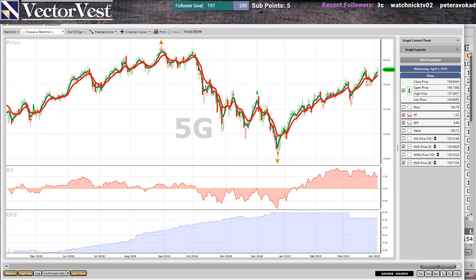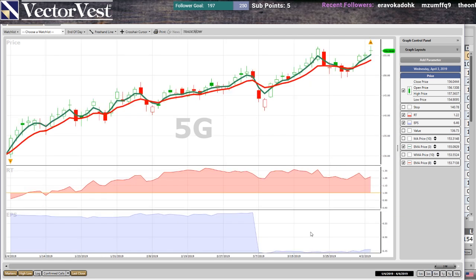Is this a good time to start thinking about being in it? Possibly. The 3 is above the 8. Let me put this graph on a 3-month graph. Looks like a different picture, doesn't it? So, is this a good time to be in the 5G stocks? This looks like it possibly is right now. Now, all my regular VectorVest people, what don't I like about this graph?